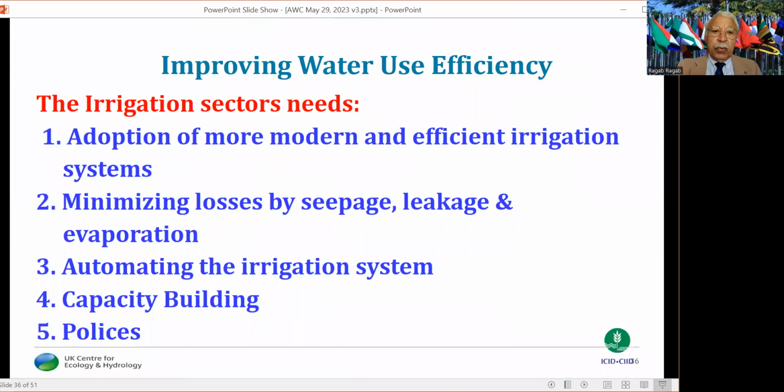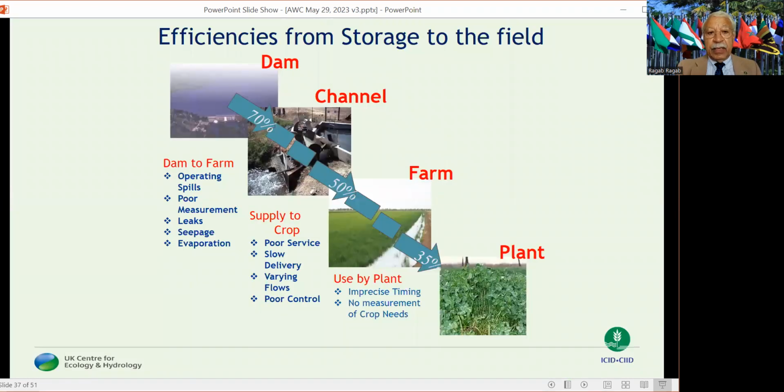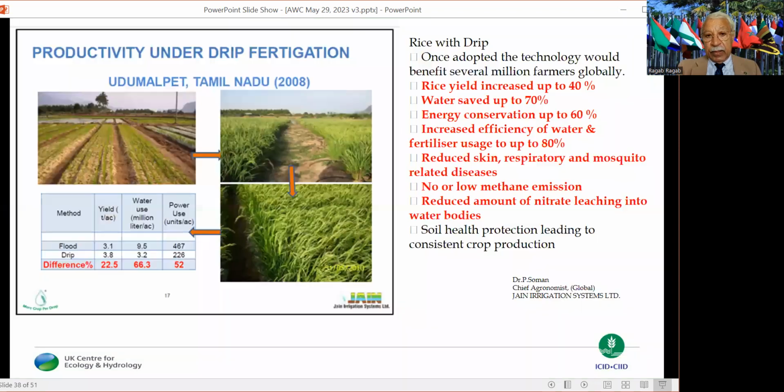And improving water use efficiency can be done by adopting more modern and efficient irrigation systems, minimizing the losses from seepage, leakage and evaporation, and also by automating the irrigation system. Irrigation efficiency can vary from the reservoir to the crop, and it could go down from 70% at the reservoir all the way to 35% at the plant because of the losses across the transport of water from the reservoir to the field.